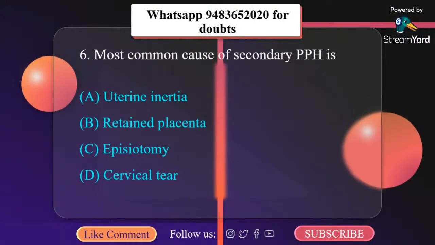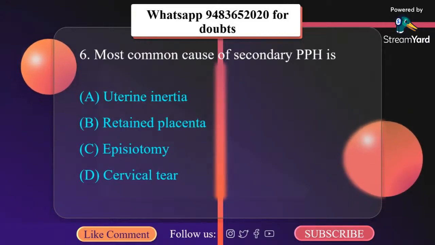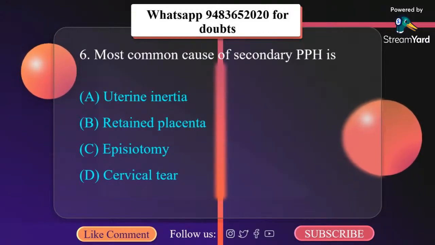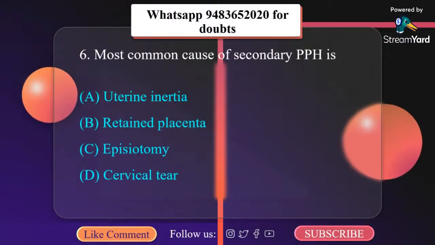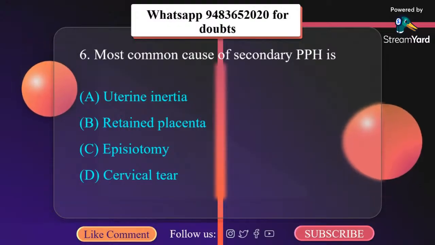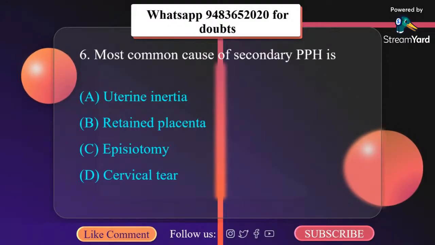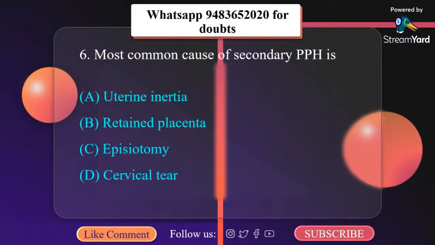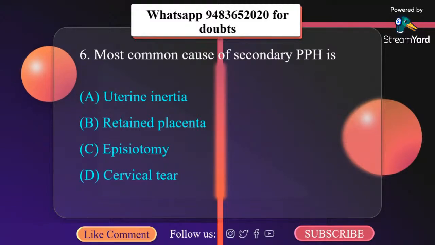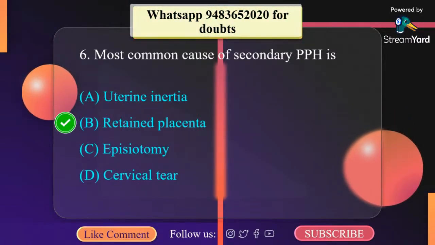Most common cause of secondary PPH is: A, uterine inertia; B, retained placenta; C, episiotomy; D, cervicectomy. Causes of postpartum hemorrhage are retained bits of cotyledon or membranes, infection and separation of slough over a deep cervicovaginal laceration, endometritis and subinvolution of placental site. So the correct answer here is retained placenta.